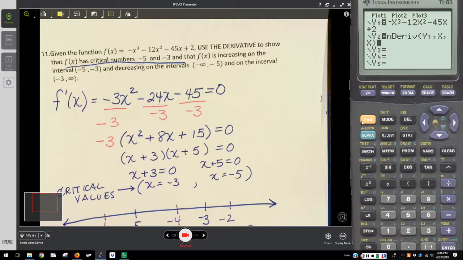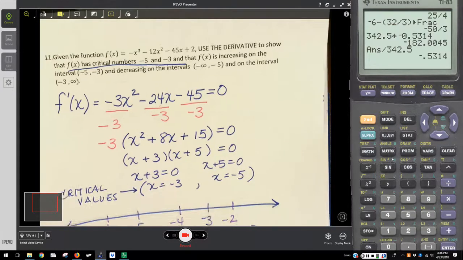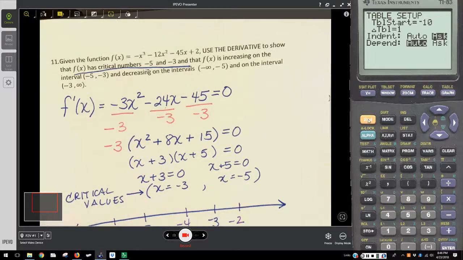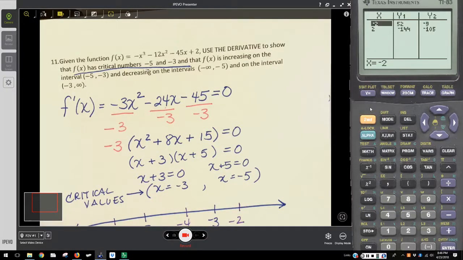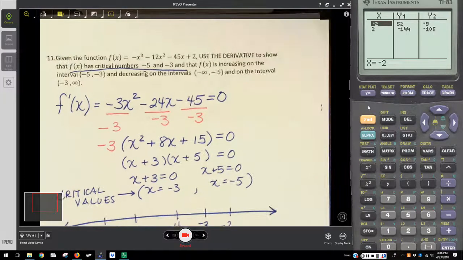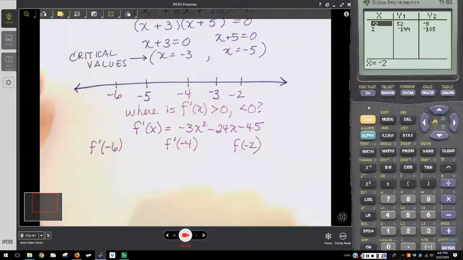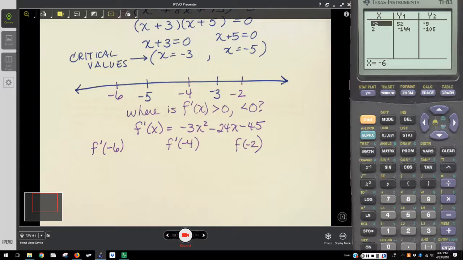And as we did in class, we can quit and do all of our arithmetic here on the home screen, or we can simply make sure our table is set up to let us ask for x values, and then go to the table, and we can ask it for values of x that we have here on our number line. So I'm going to ask it for -6, -5, -4, -3, and -2.